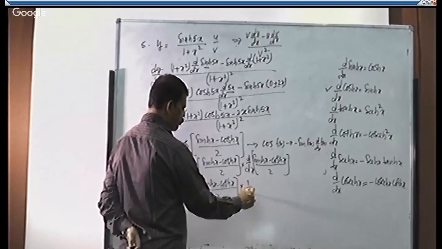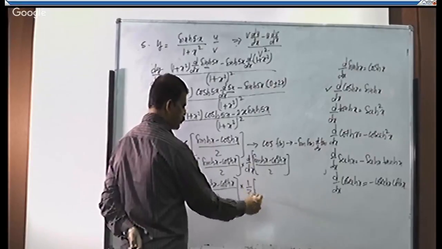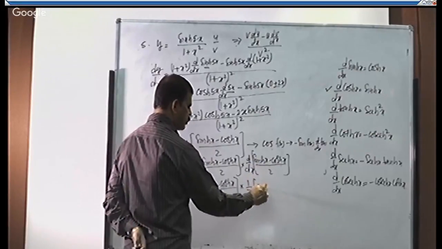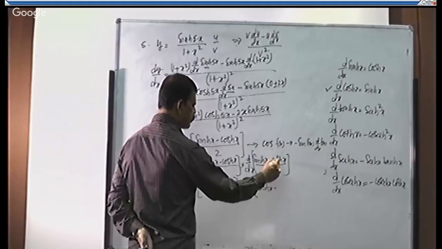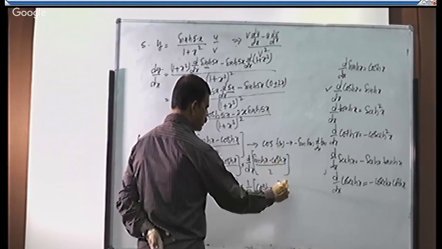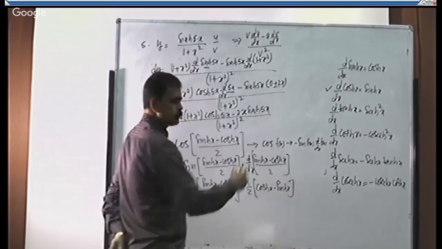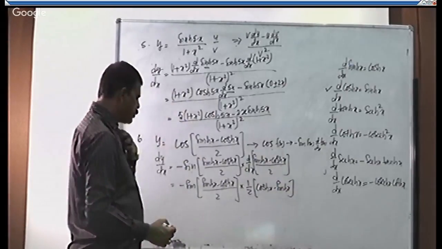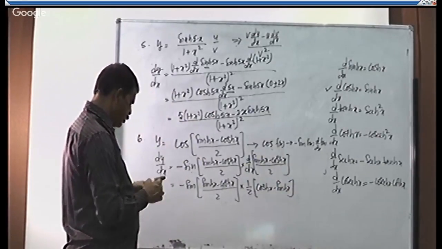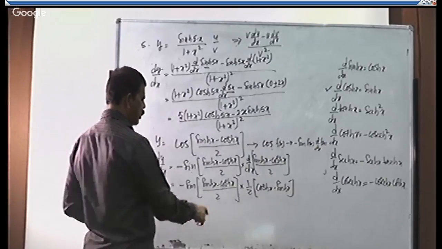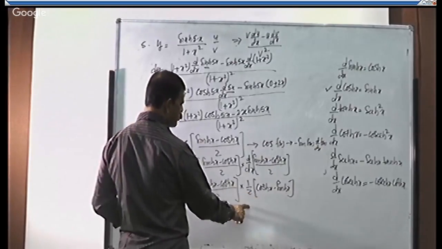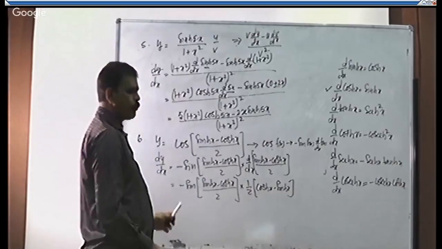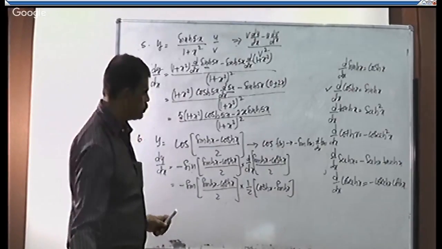Differentiation, take 1 by 2 as it is. 1 by 2. Differentiation of sin hx is what? Cos hx. Minus differentiation of cos hx is what? Sin hx. Just check the answer. Any simplification is possible? No, just keep as it is. This is chain rule.